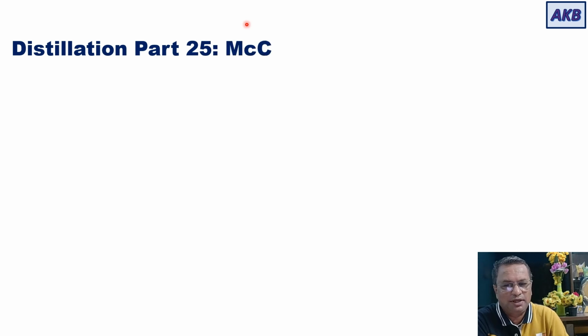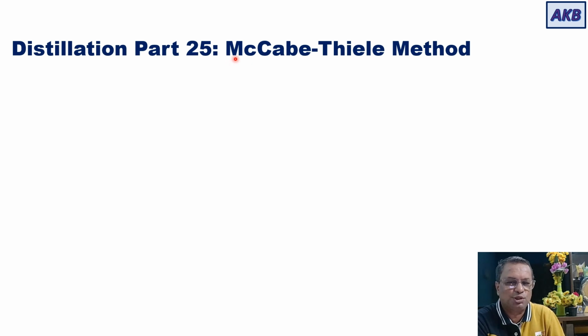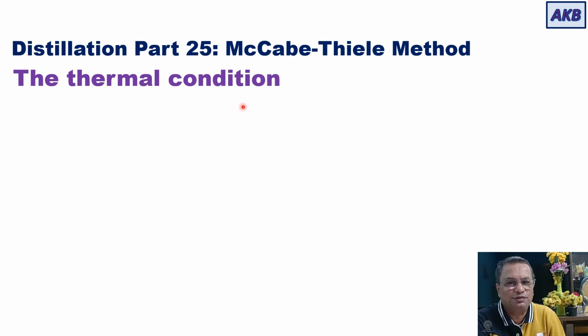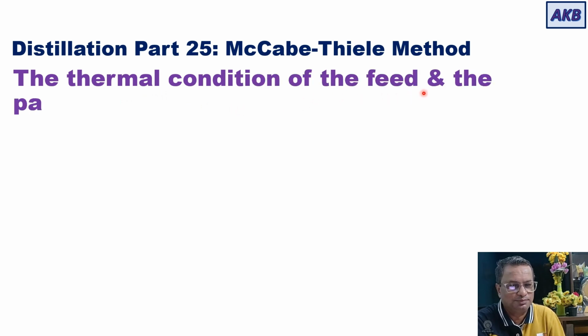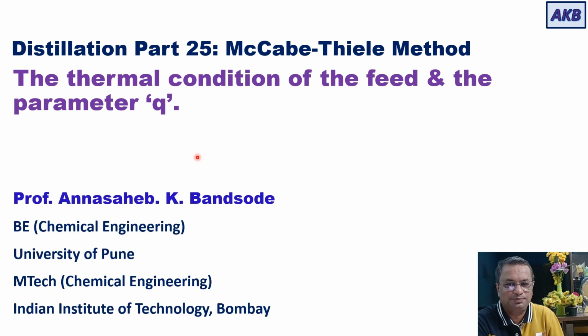In this video, I am continuing my discussion on distillation. It will be the 25th part of that discussion. Today I'll continue my discussion on the McCabe-Thiele method, because for the last few videos I have been talking about it. Today I'll talk about the thermal condition of the feed to a typical tray column, and then I will also talk about the parameter q that is used to define the thermal condition of the feed to a typical tray column.